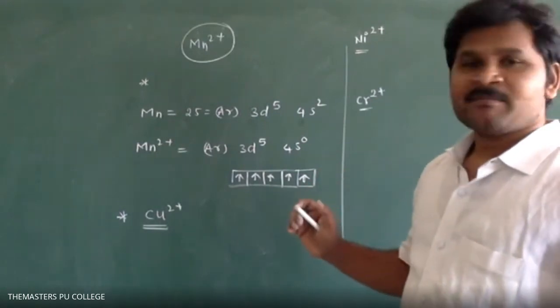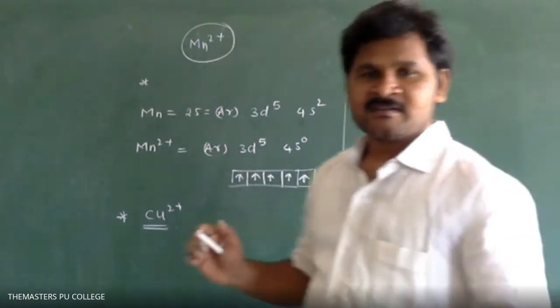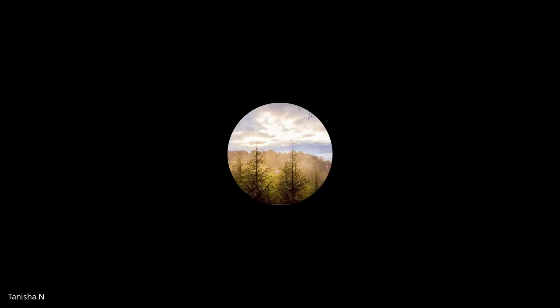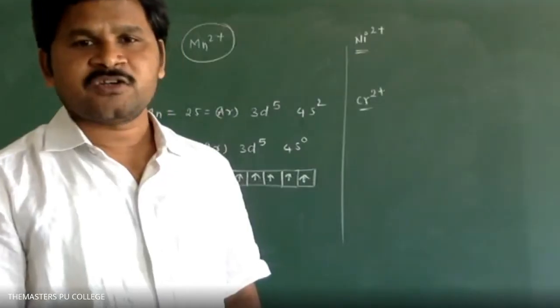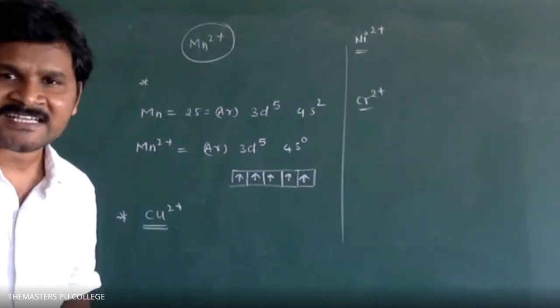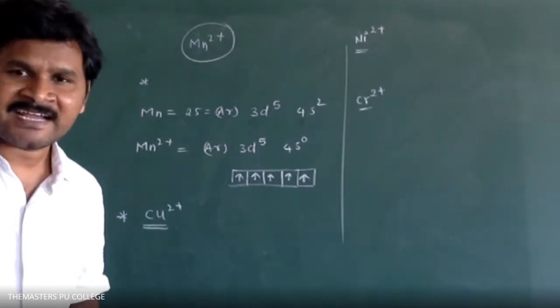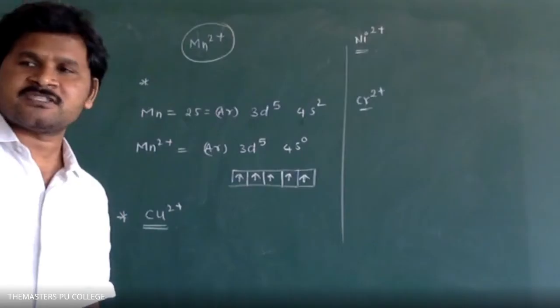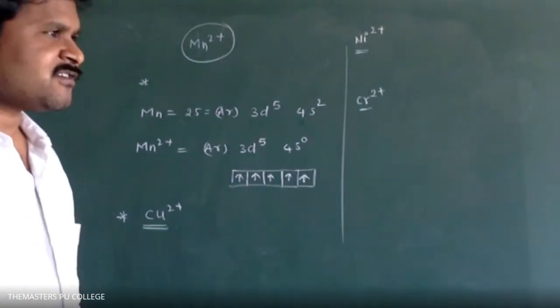First write the copper electronic configuration. Argon 4s1 3d10. Plus 2 means 2 electrons we have to remove. Which electrons are we removing? The first electron is removed from 4s. The next electron is removed from 3d10. There is no chance otherwise; compulsorily we have to remove it from 3d only.